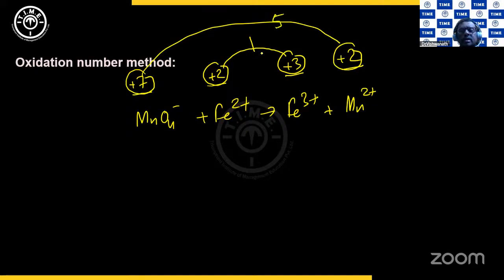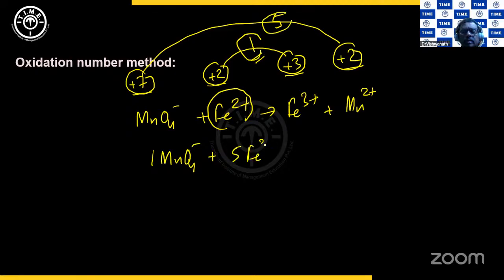Whatever is the change in oxidation number of one species will become the coefficient of the other species. So MnO4 will be 1. And MnO4's change in oxidation number was how much? 5. That 5 will come to Fe2+. This is how the oxidation number method starts.